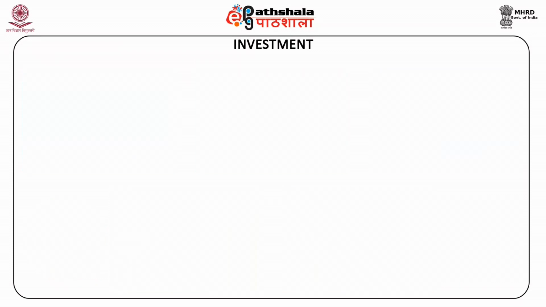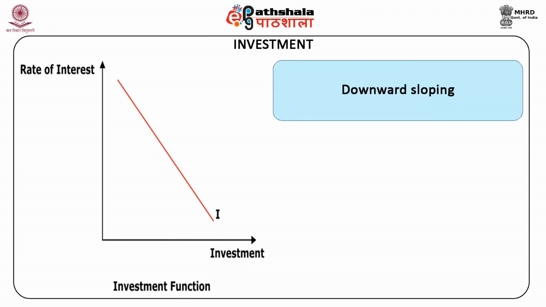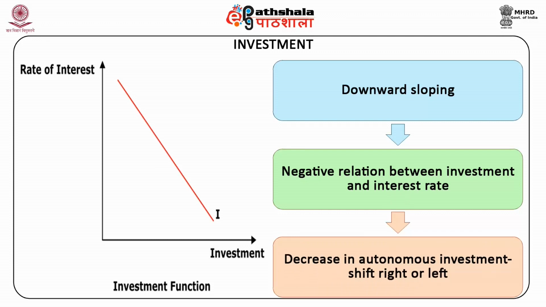An investment function is shown in the figure. It is downward sloping, indicating a negative relation between investment and interest rate. A fall in interest rate will raise investment and will be shown as a movement along the investment curve, while an increase or decrease in autonomous investment will cause the investment curve to shift right or left.